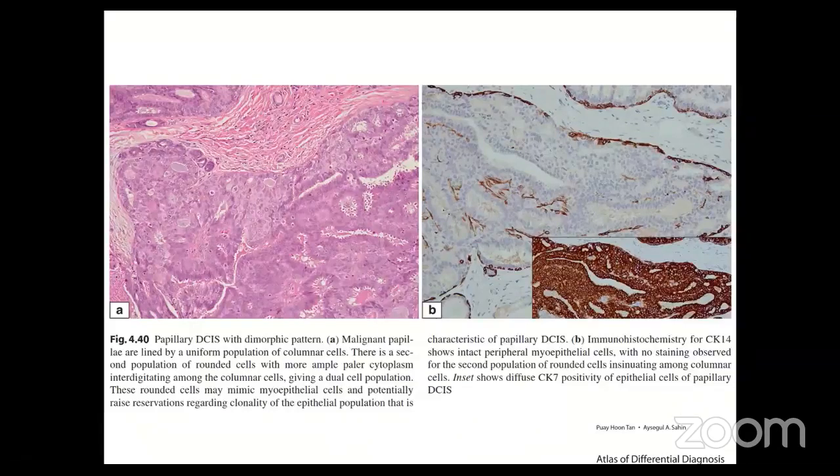These are illustrations of papillary DCIS with a dimorphic pattern in which one can observe a second population of paler cells together with the columnar epithelial cells covering the papillary septa. Here, immunohistochemistry for CK14 displays the intact peripheral layer of myoepithelial cells, but they are generally absent within the papillary structures themselves. And the pale cells are also negative for CK14, indicating that they are not myoepithelial in nature.